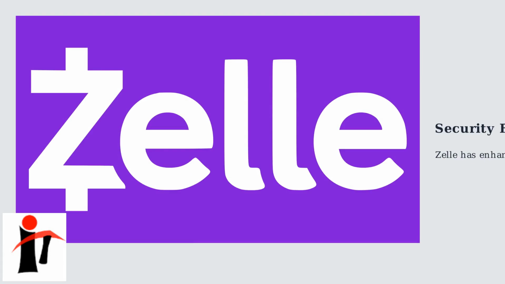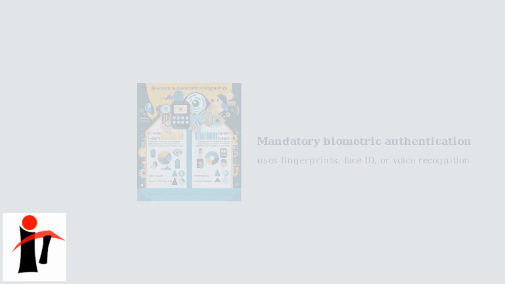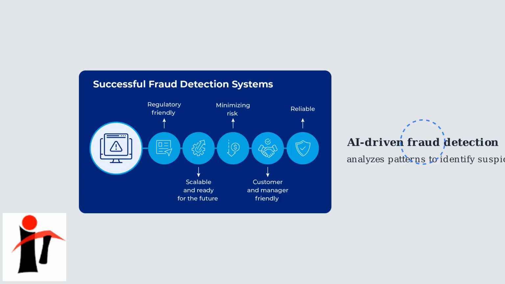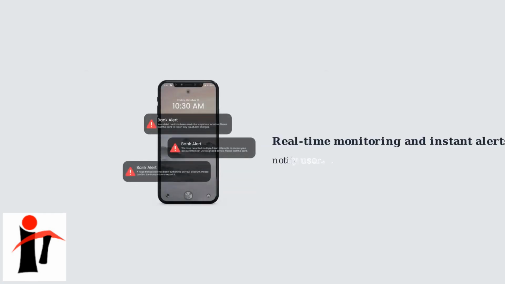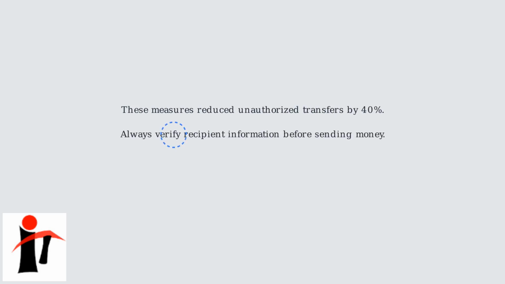Zelle has enhanced security with features like biometric authentication and AI-driven fraud detection introduced in 2025. Mandatory biometric authentication uses fingerprints, Face ID, or voice recognition to verify users before transactions. AI-driven fraud detection analyzes patterns to identify suspicious activity in real time. Real-time monitoring and instant alerts notify users of potential security issues immediately. These measures reduced unauthorized transfers by 40%. Always verify recipient information before sending money to avoid scams.